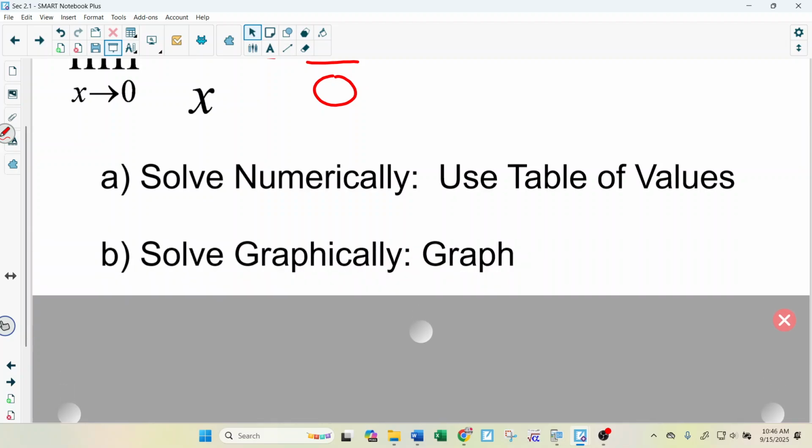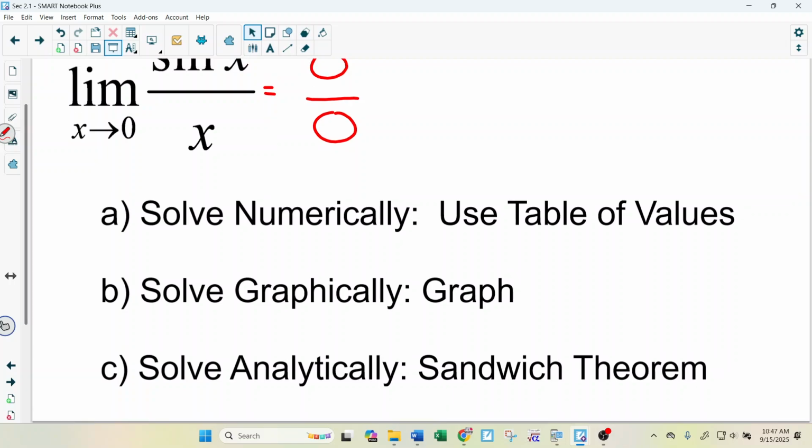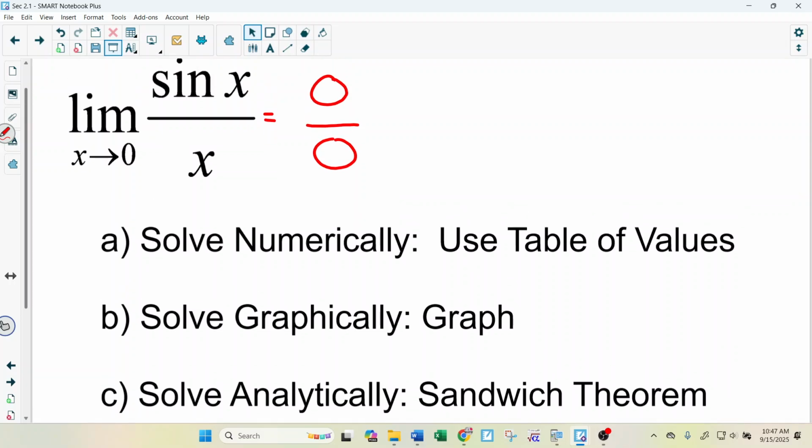The second is graphically. That's how we were just doing it. And then the third is solving it analytically. We'll talk eventually about the sandwich theorem here, but for right now, it's just analytically. We'll come back to that. So this is by using the calculator, doing a table of values. This is by graphing it. And the last one's just analytically or algebraically, just using paper and pencil. And the one method for this one we'll use is called the sandwich theorem. Okay. All right, so let's do that and then we'll be done.